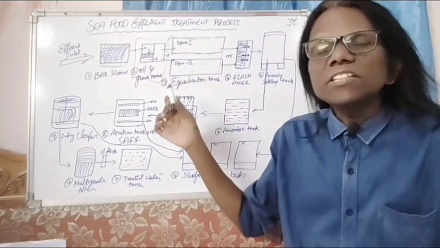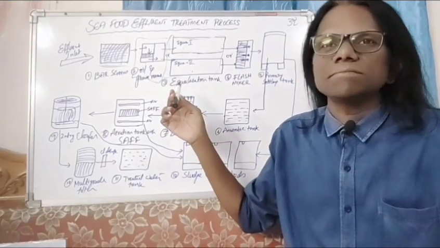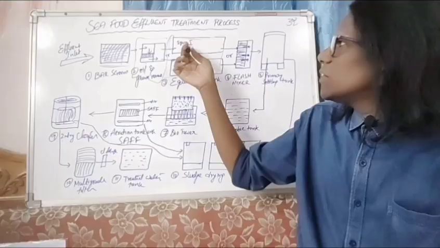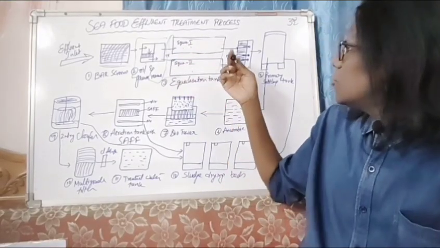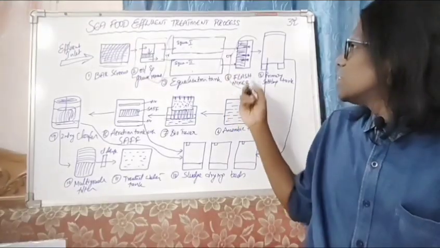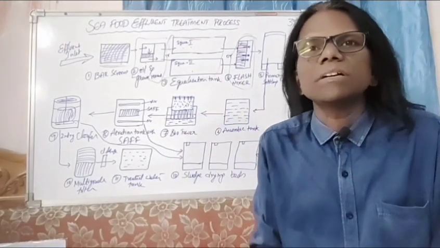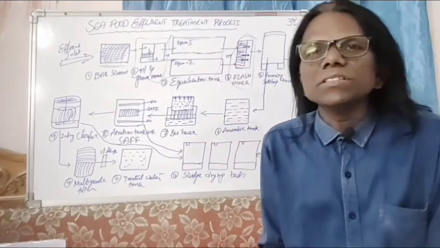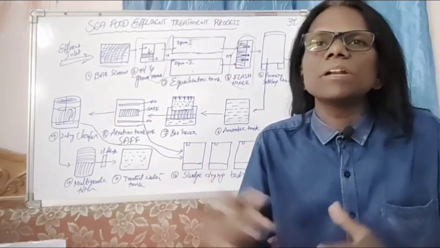Here the effluent will attain an average organic concentration. Then after the equalization tank, the wastewater goes to the flash mixer or flocculation chamber. Here what we have to do is add settling agents or floatable agents.